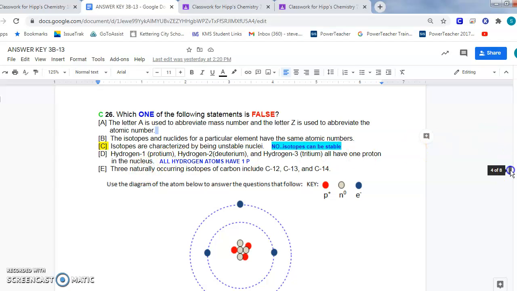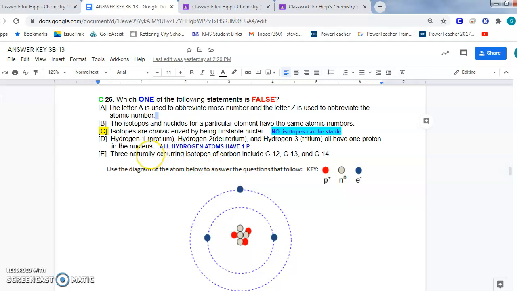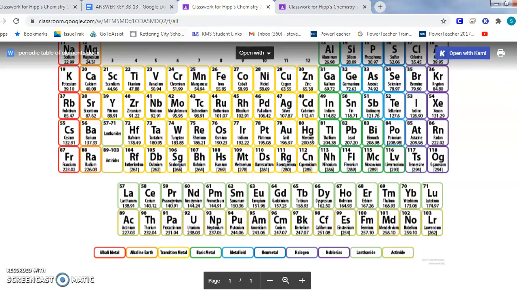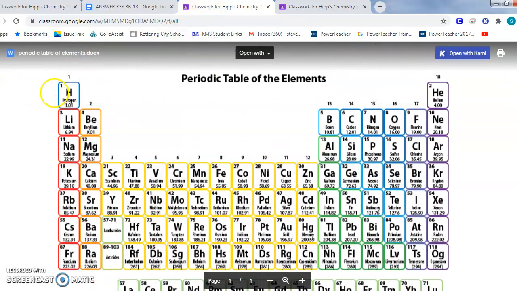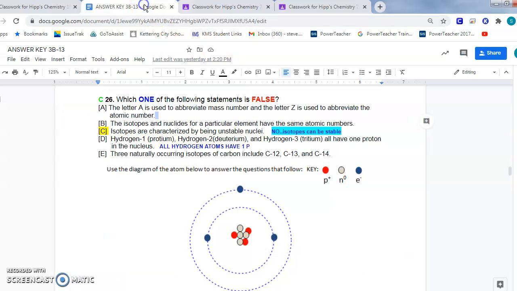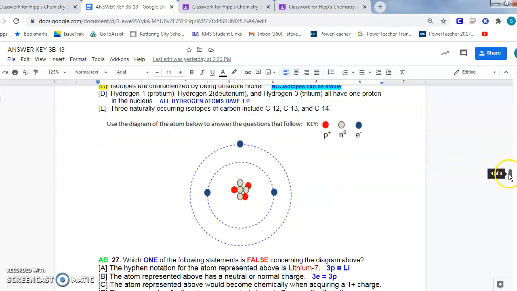All right, let's move on and take a look at answer letter D. Hydrogen 1, hydrogen 2, hydrogen 3 all have one proton. That is true. In order for an atom to qualify as hydrogen, it has to have one proton in the nucleus, or you can't even use the word hydrogen. Three naturally occurring isotopes of carbon are 12, 13, and 14. Yes, they are. 12 and 13 are more abundant. 14 is available only in trace amounts, if you remember back to our lab.